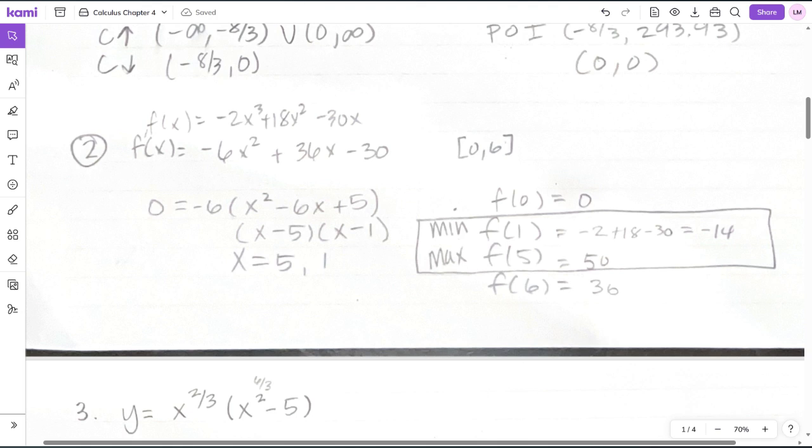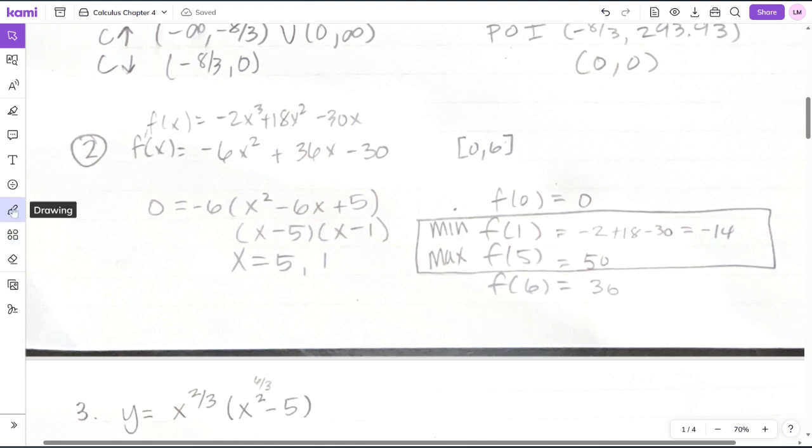Number 2, use a given function in a given interval to complete parts A and B. So part A says determine the absolute extreme values of f on the given interval when they exist. So they gave us an interval. So not only do we have to take the derivative and check those points, but we also have to check our endpoints. So I took the derivative, set it equal to 0.